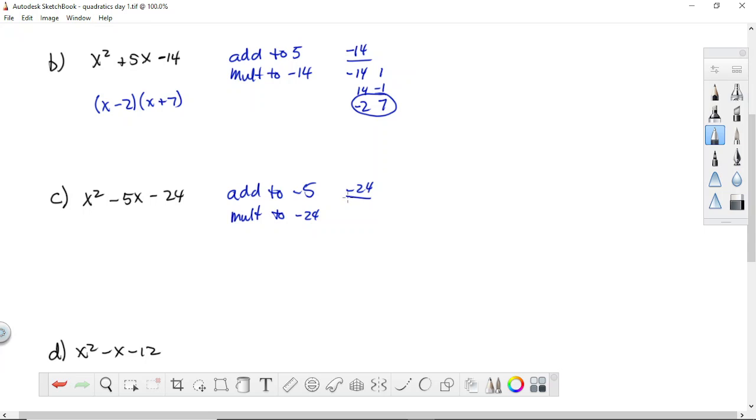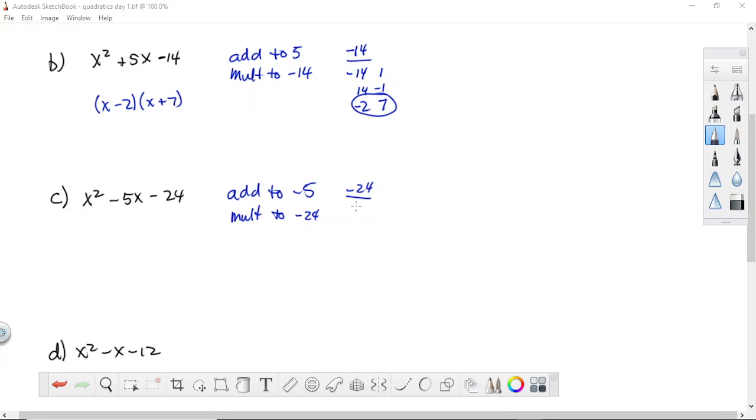So one of the numbers that we're going to use will be negative, right? Because they have to multiply to make a negative number. So one will be negative, one will be positive. They have to add to make negative 5, so the bigger one will be negative. So you can think of all these kinds of considerations. So a negative number and a positive number that multiply to make negative 24.